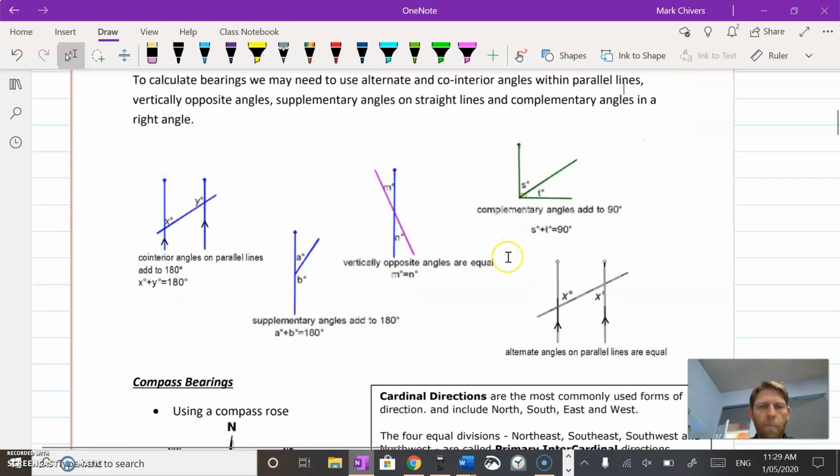Now, often with bearings questions, we end up with parallel lines because, of course, every north line is parallel to every other north line. So we can use co-interior angles and alternate angles to find angles on parallel lines, and then you might need vertically opposite angles or supplementary or complementary angles to deal with some of the questions.